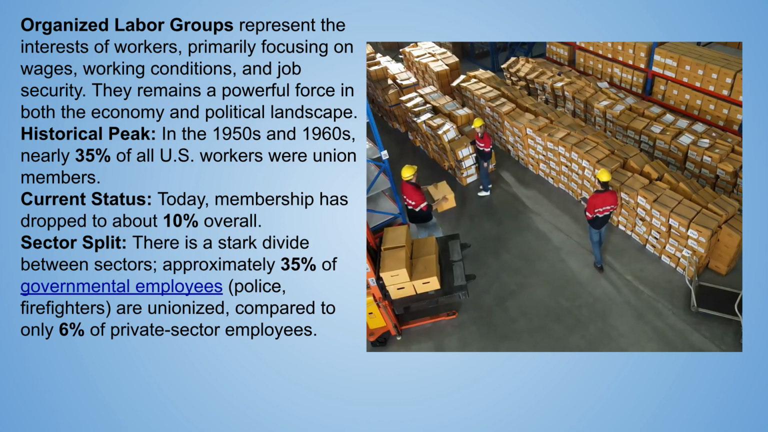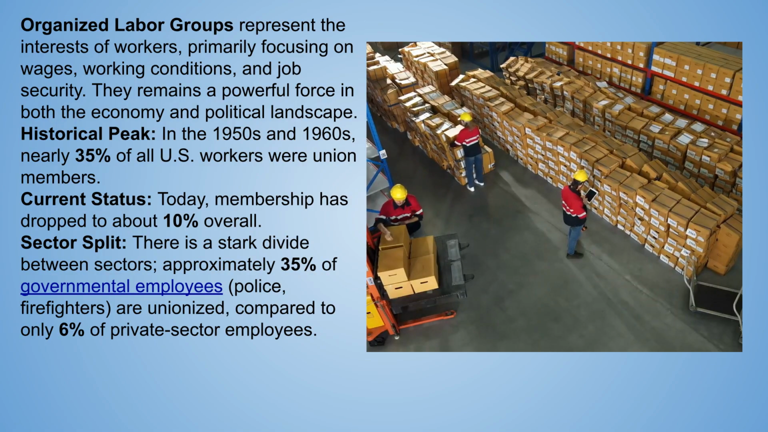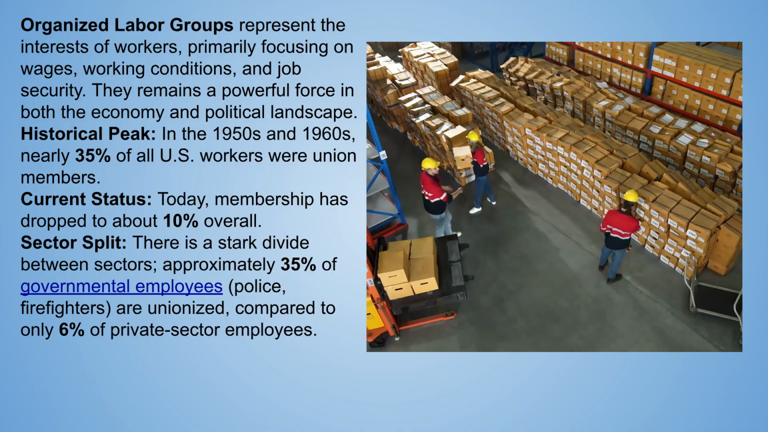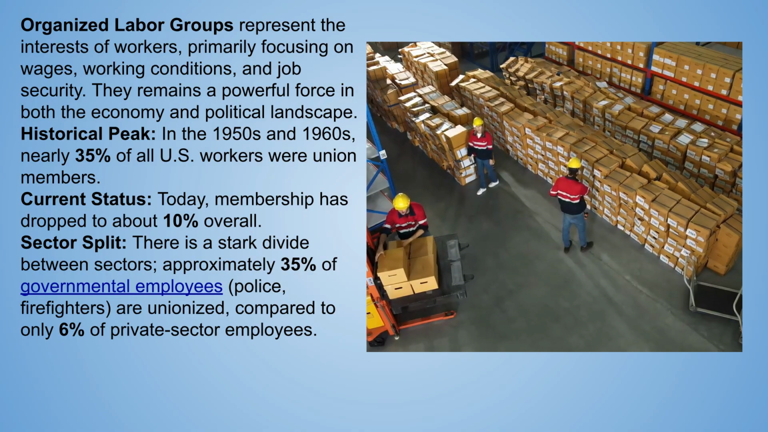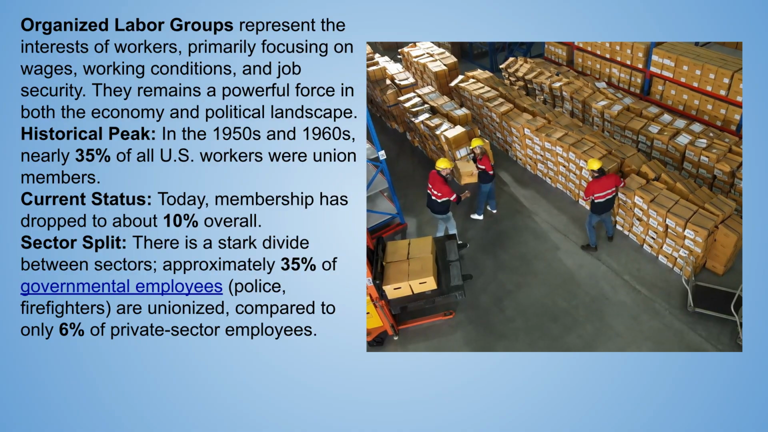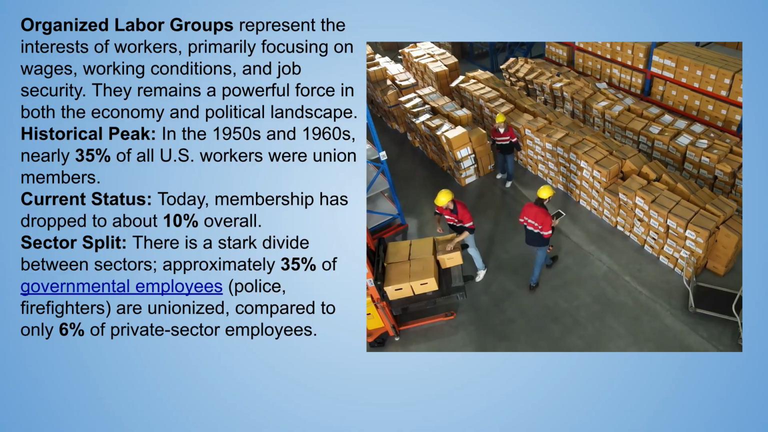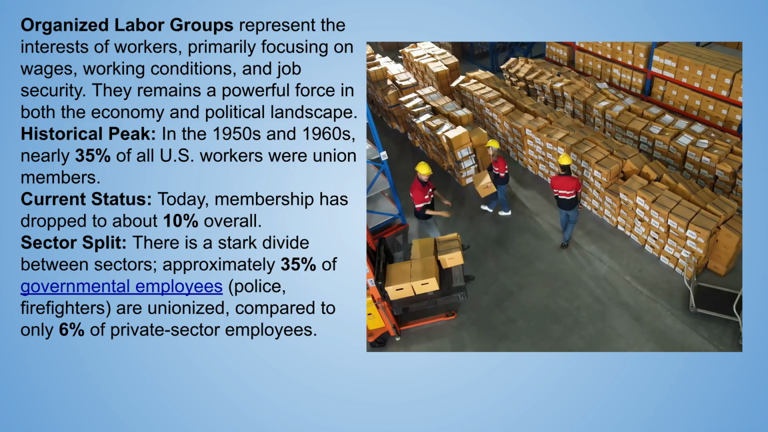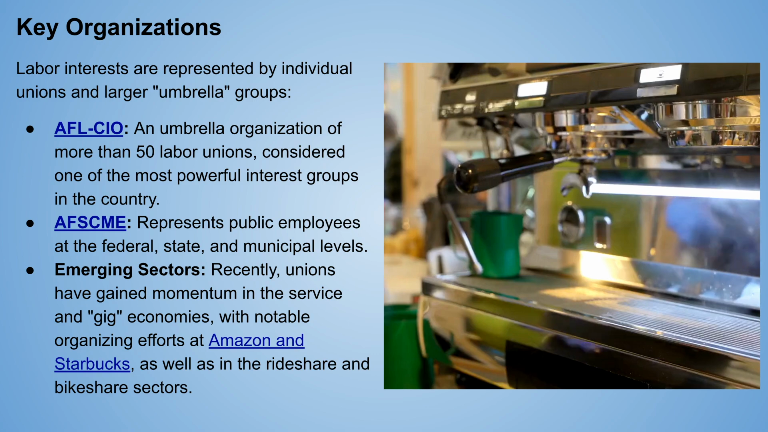Organized labor groups represent workers' interests, primarily focusing on wages, working conditions, and job security. While their influence has shifted, they remain a force in both the economy and political landscape. In the 1950s and 1960s, nearly 35% of all U.S. workers were union members. Today, membership has dropped to about 10% overall. There is a divide between sectors. Approximately 35% of governmental employees, police, and firefighters are unionized, compared to only 6% of private sector employees.